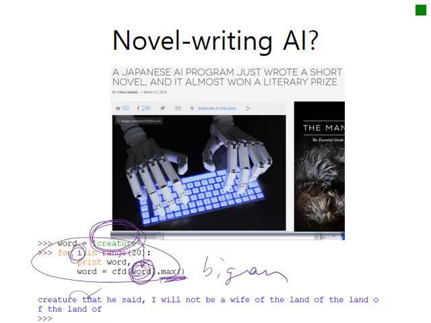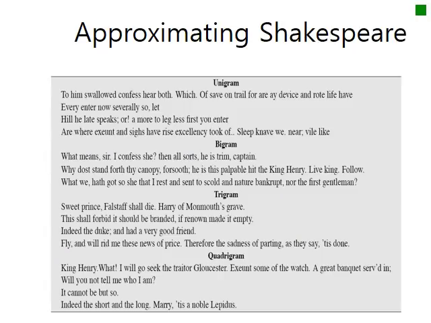Then in the next iteration, what is the most likely word that follows that, which was he, and the most likely word that follows he is said. So that way, this is the outcome of the sentence automatically written, given just one word. The creature that he said, I will not be a wife of the land, which is weird, but still, it somehow looks like English. But this is done by bigram.